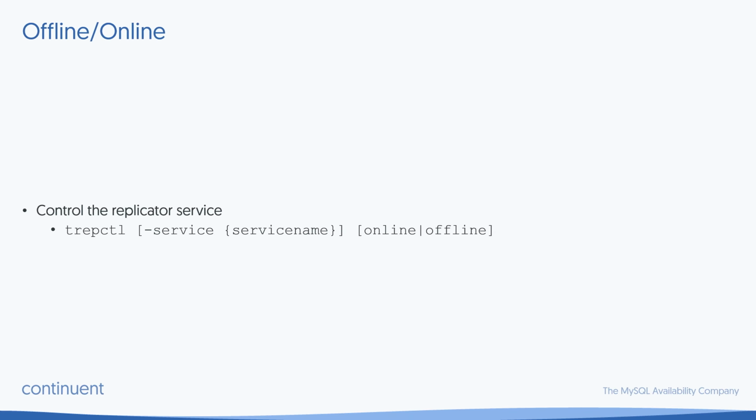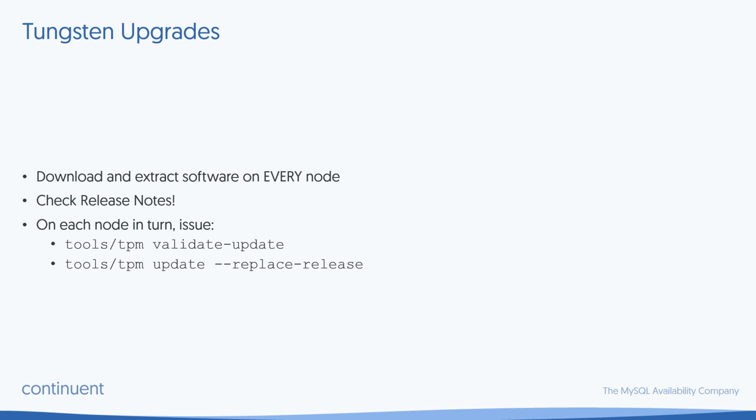So as mentioned on the previous slide, the replicator stop start will terminate the entire Java process. If you're looking to simply take a service offline, you can use the trepctl offline command or the trepctl online command to bring it online. If you have multiple services running, then you will need to also specify the service name that you wish to take the action against.